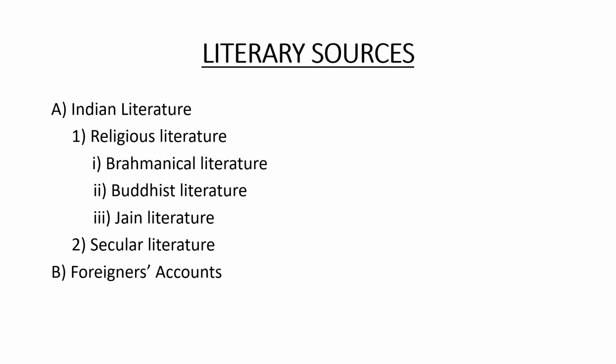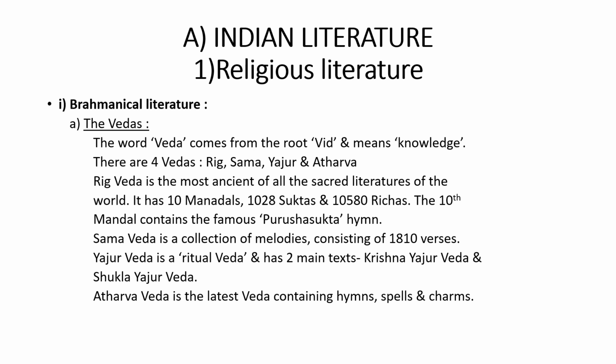Let us begin with Indian literature, the first part of which is religious literature. So, in religious literature, what comes first is the Brahmanical literature, in which we will be discussing the Vedas, Brahmanas, Aranyakas, Upanishads, Vedangas, epics, Puranas, and Smritis. To begin with, the Vedas. There are four Vedas, as we all know: Rig Veda, Samveda, Yajurveda, and Atharvaveda.